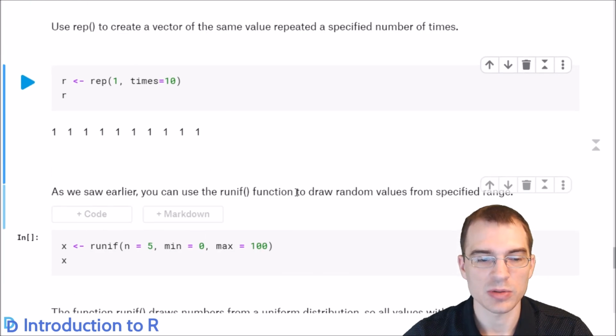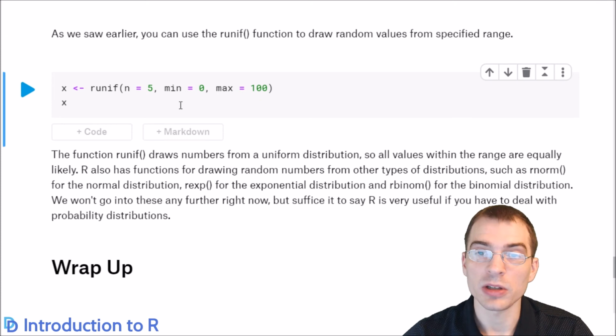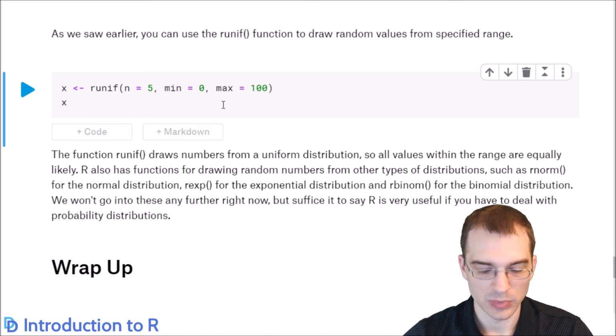And as we saw earlier, you can generate random numbers using the runif function. What that does is you pass in the number that you want to generate. So in this case, we're generating 5 numbers. And then you specify the range of values you want to generate from with the min and max arguments. So here we're generating 5 random numbers between a minimum value of 0 and a maximum value of 100. Run that.